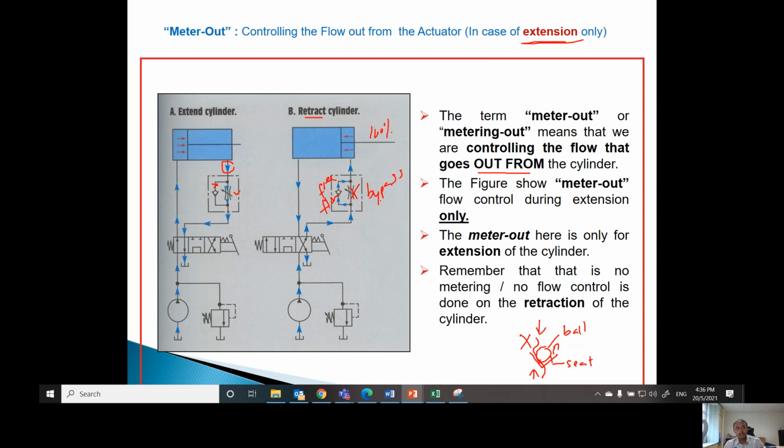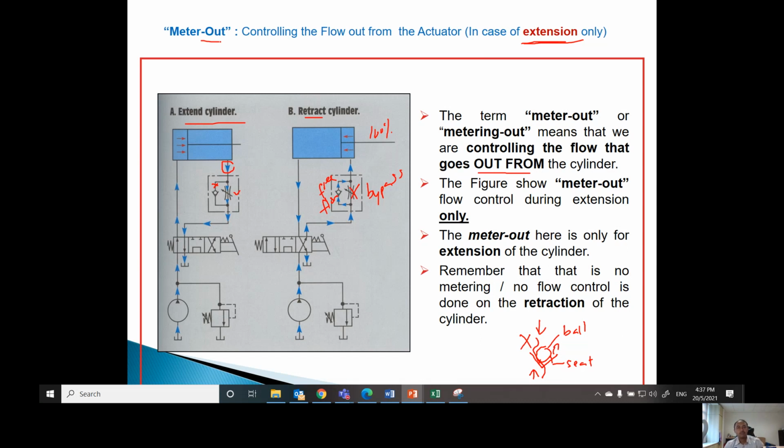Okay, so this is meter out during extension. And again, why do we call this meter out? Because we are controlling this one. We are controlling, during extension, the oil that is leaving the cylinder. Then we control the flow rate using the flow control valve. So this flow control valve or throttle valve is controlling the flow coming out from the cylinder. That's why we call it meter out.